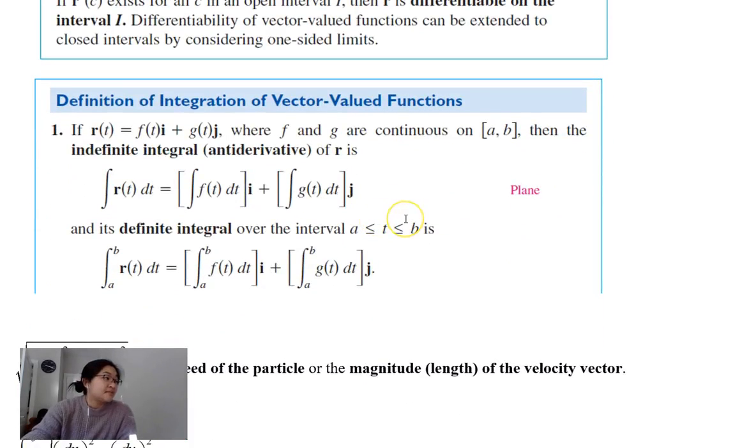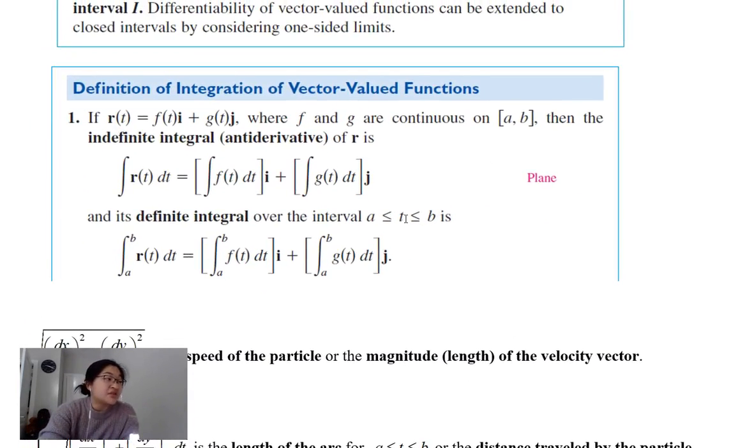And integration also works how we think it will, in the sense that you can split up your components and deal with them separately, right? Because you have a horizontal direction with your I vector and a vertical direction with your J vector. So if you're looking at those separately, you can still integrate, because we're just dealing with things in different directions, that have independent vertical and horizontal movement.